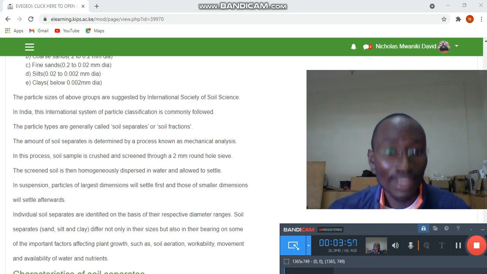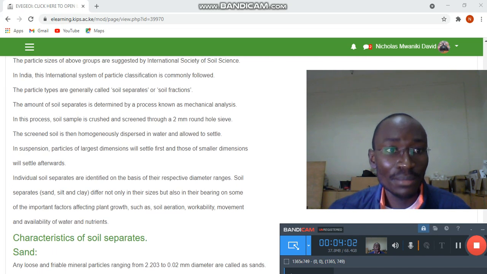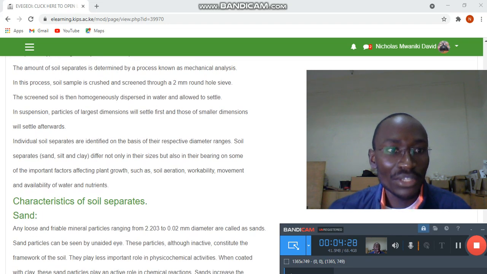The amount of soil separates is determined by a process known as mechanical analysis. In this process, a soil sample is crushed and screened through a 2 millimeter round hole sieve. The screened soil is then homogeneously dispersed in water and allowed to settle. In dispersion, particles of largest dimensions will settle first, and those with smaller dimensions will settle afterwards. Individual soil particles are identified on the basis of their respective diameter ranges.